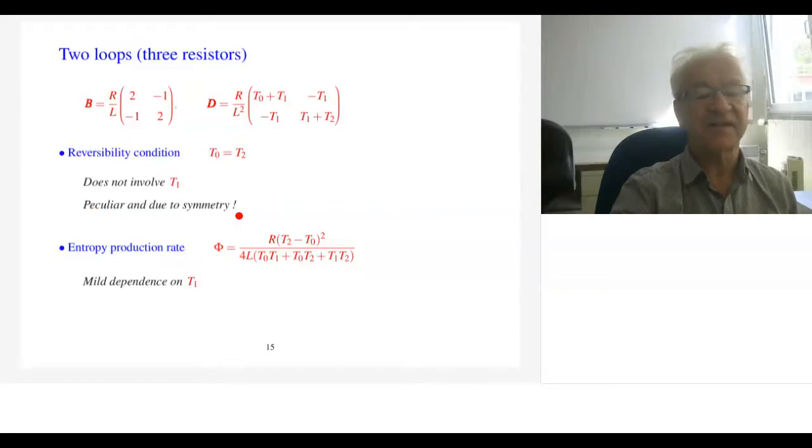Well, this is a bit peculiar, admittedly, but this is due to a symmetry. If you have this condition, then the sum and the difference of the two loop currents I1 and I2 are executing two independent one-dimensional Ornstein-Uhlenbeck processes, and these processes are at equilibrium. So it's a peculiarity which is easily understandable in terms of a symmetry. Okay, in the general case, the entropy production rate is proportional to (T2 minus T0) squared, that's the distance to equilibrium, with some denominator, and the dependence on T1 is only very mild, it is only in some terms in the denominator. So this is what occurs with two loops.